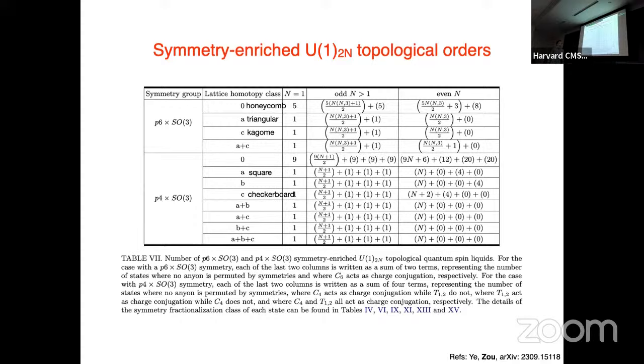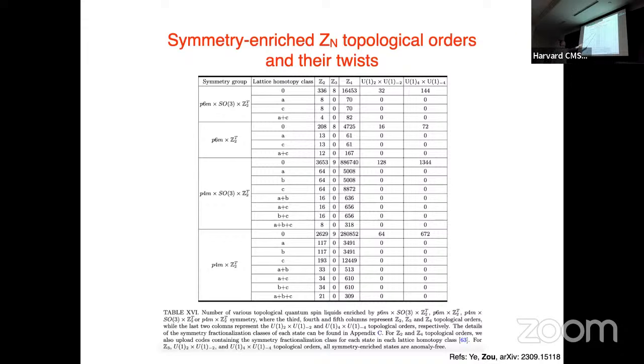And there are some other results, like for Z2, Z3, Z4 topological order and double semion and their generalizations. We also have those results. You can see the precise symmetry fractionalization class of each state from this mathematical code. And then let me not bother you with the details. Let me just highlight one example.